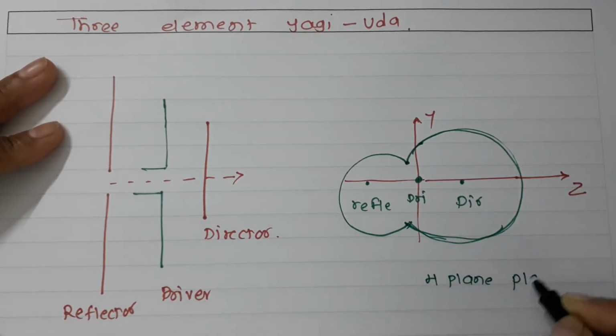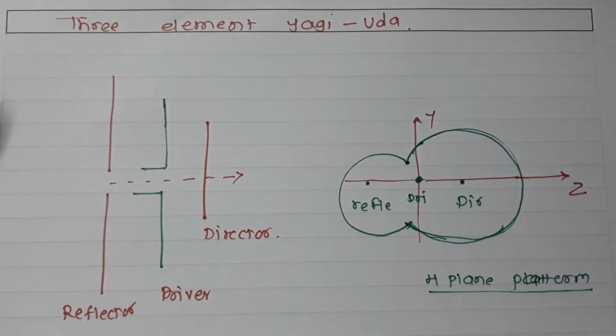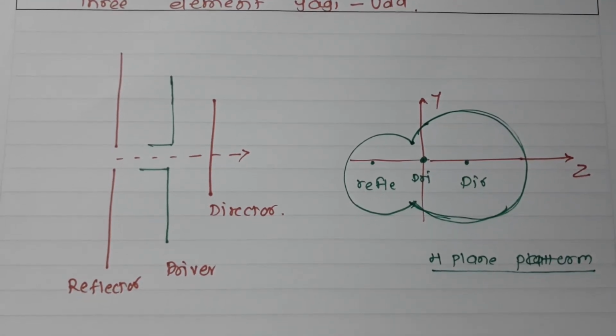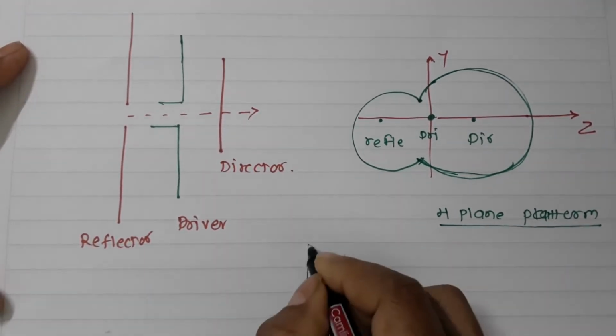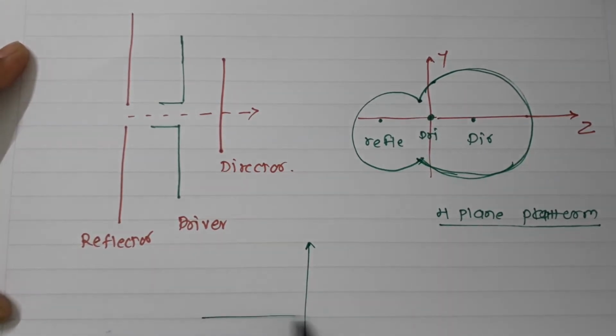If I talk about the E plane pattern, the H plane pattern I have already done. The E plane pattern for this will be like this. So this is the Z direction.